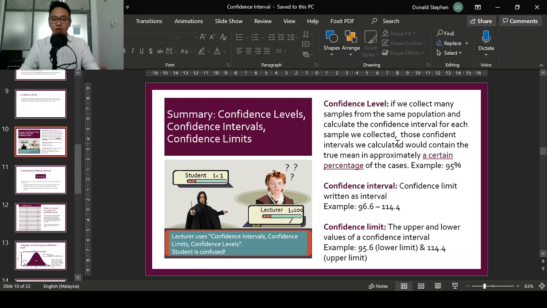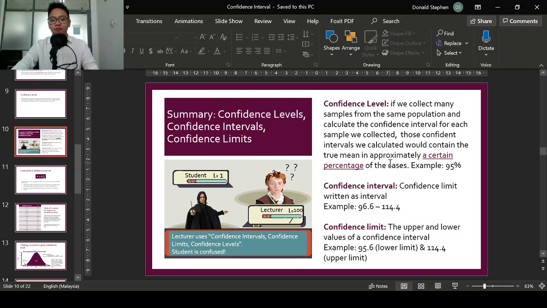It means when we collect samples from the same population and we calculate the sample mean and we calculate the confidence interval for each of these samples, and you repeat this experiment many times, then the confidence intervals that we calculate would contain the true mean, the true population mean, in a certain percentage of the cases, for example 95%.